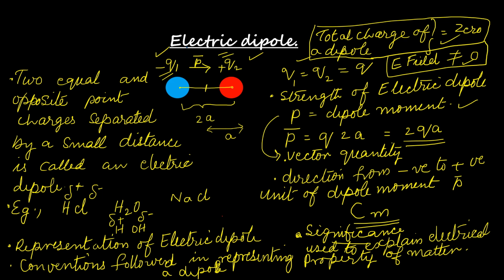Now that we have finished all these points regarding dipole, we will do one important problem. Similar problems may be expected in the examination. I will read the problem. Two charges plus minus 20 microcoulomb are separated by a distance of 10 millimeter. Calculate the magnitude and direction of dipole moment. What is the meaning of plus minus 20 microcoulomb? There are two charges. One is plus 20 microcoulomb, the other is minus 20 microcoulomb.